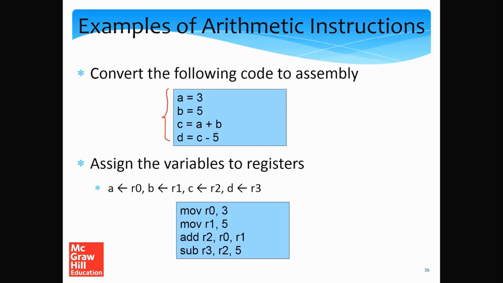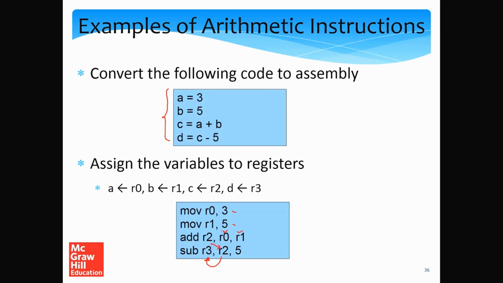So now what we do is that A equals 3 just becomes move 3 to R0. B equals 5 becomes move 5 to R1. C equals A plus B essentially means add R0 and R1, and let's assign it to R2, because R2 is supposed to contain the value of C. Then to subtract C minus 5, we again take R2, subtract 5 from it, and save the result in R3, which is essentially mapped to D.